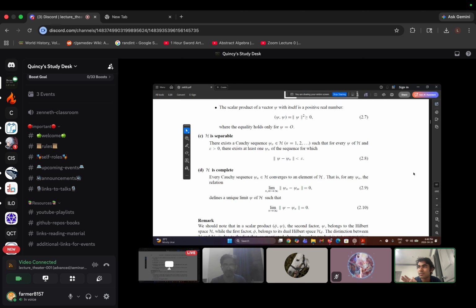So the idea is that it's basically just going to get closer and closer to the actual limit, right? Yes. It's just a limit. This is just a formal way to say it. Real analysis stuff.